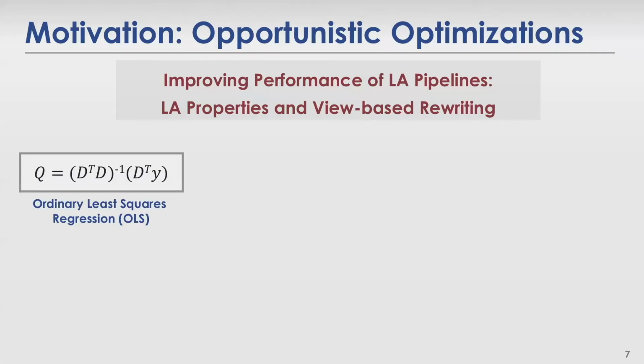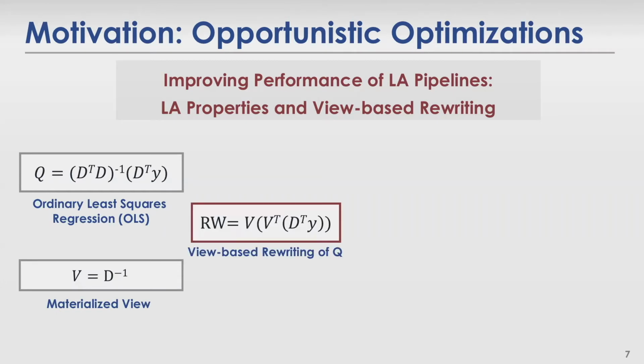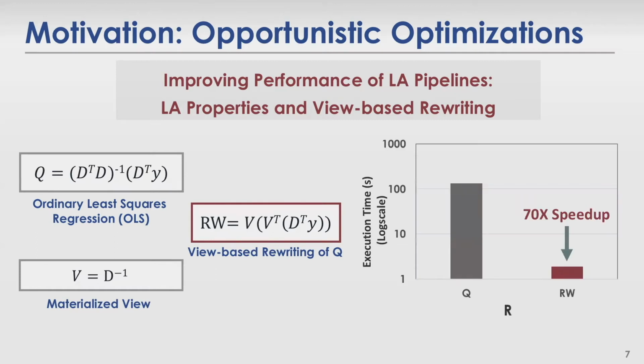Consider the ordinary least squares regression pipeline, where D, for example, is a square matrix and Y is a vector. And suppose a materialized view is available, which is the inverse of matrix D. The view-based rewriting of the query is obtained by exploiting several linear algebra properties, and it is more efficient than the original pipeline since it avoids computing the expensive inverse operation. Also, it optimizes the matrix chain multiplication to minimize the intermediate result size. This leads, for example, to a 7x speedup on R.